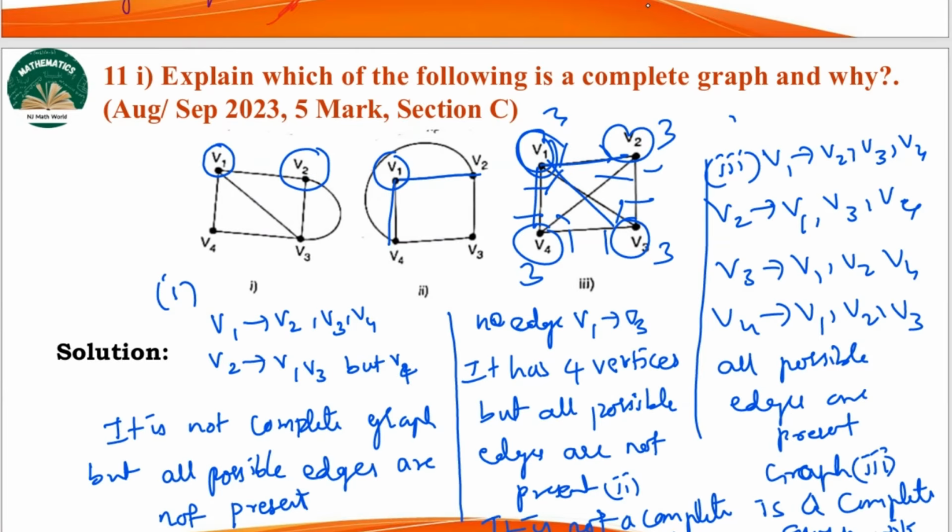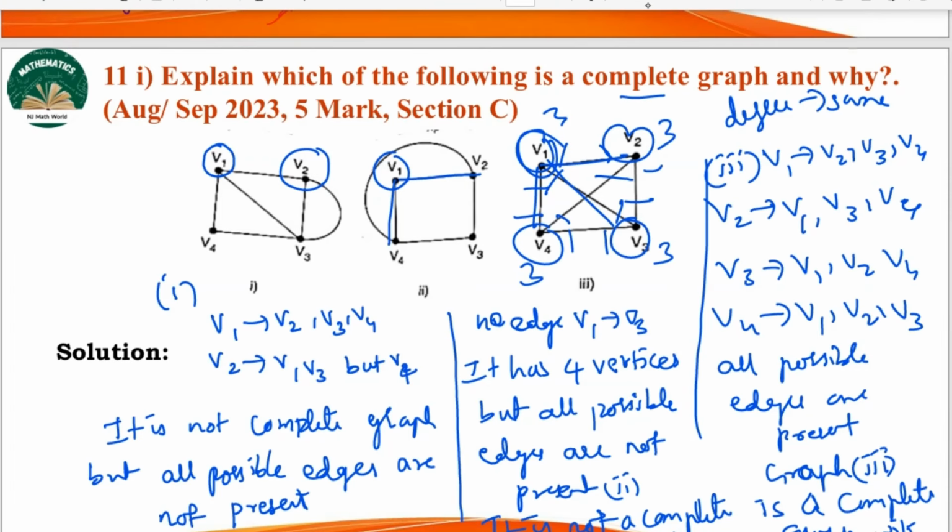The degrees should be the same, and the degree should be one less than the number of vertices we have. If the vertex count is 4, the degree should be 3. If the vertex count is 5, the degree should be 4. So here it satisfies the condition. Therefore, graph 3 is a complete graph.